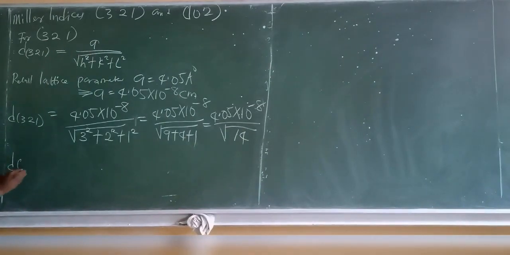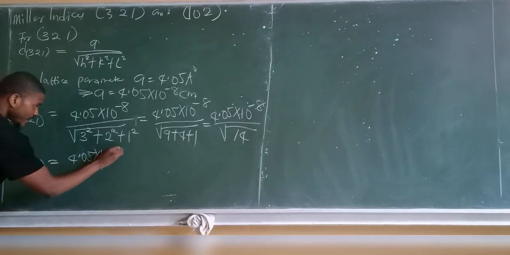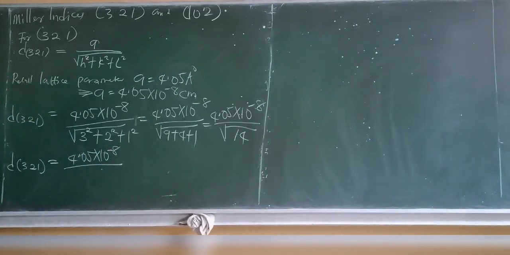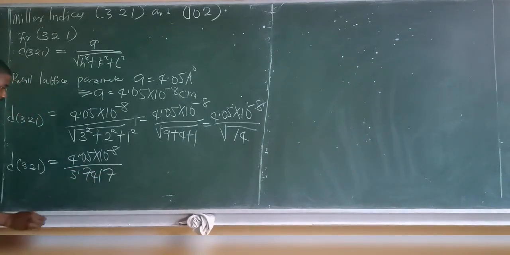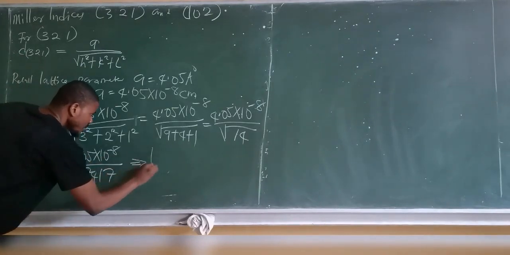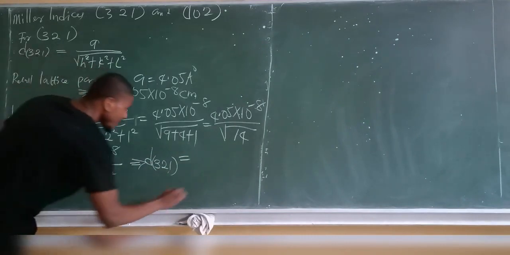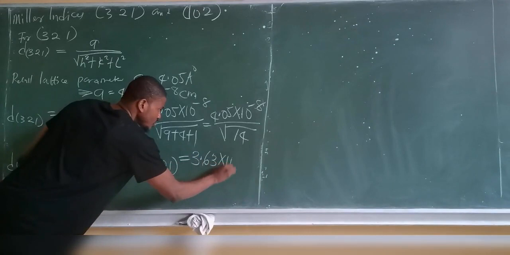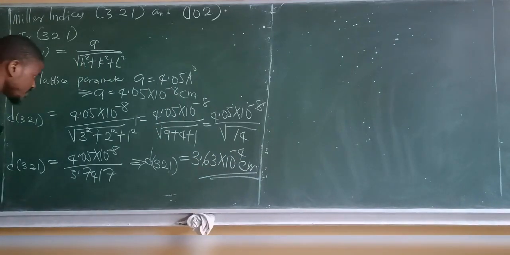So the interplanar distance between the 3, 2, 1 plane is equal to 4.05 by 10 to the power of minus 8 divided by the square root of 14. The square root of 14 is 3.7417. So 4.05 times 10 to the power of minus 8 divided by 3.7417 gives us the interplanar distance between the 321 plane, and the value is equal to 1.08 by 10 to the power of minus 8 in centimeter. That becomes the value of the interplanar distance for that given plane.